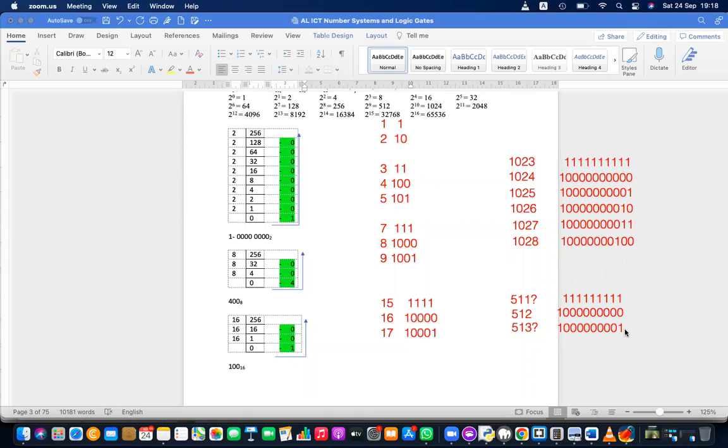Understood how we can easily find the numbers? Please raise your hand if you cannot understand.